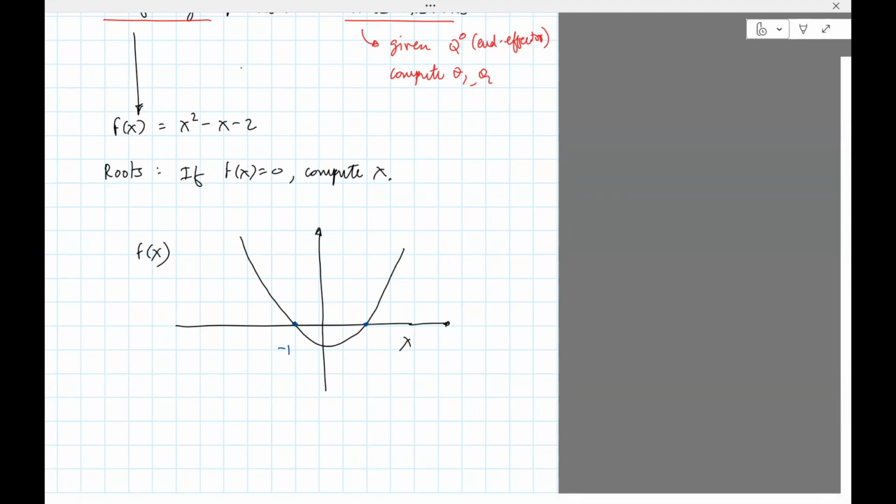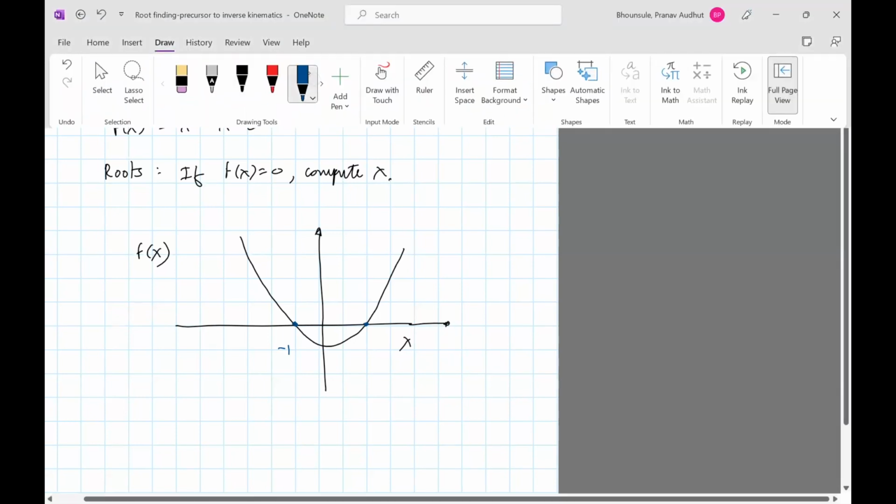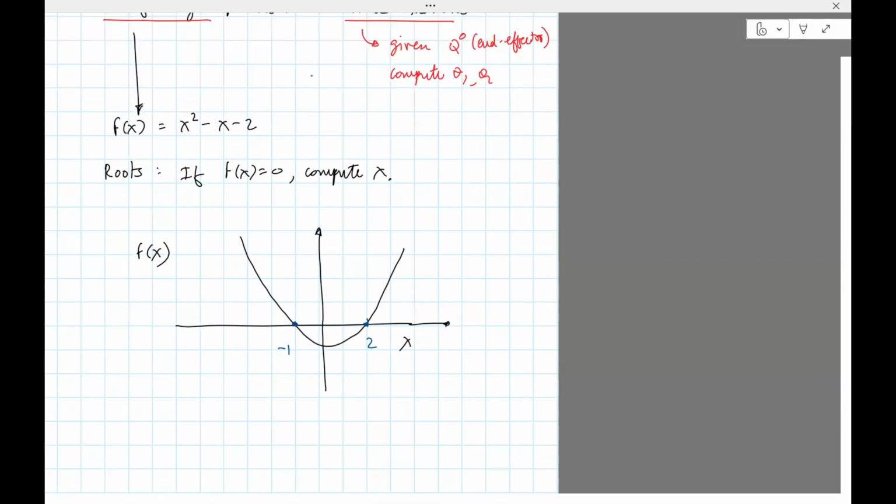Right? What's the other root? 2 is the other root, I think. Okay, so the simplest way is to draw a graph. Now that's possible in 1 dimension, maybe also in 2 dimensions, but once you go to 3, 4, 5 dimensions, it just becomes very hard to visualize and get the root, right?